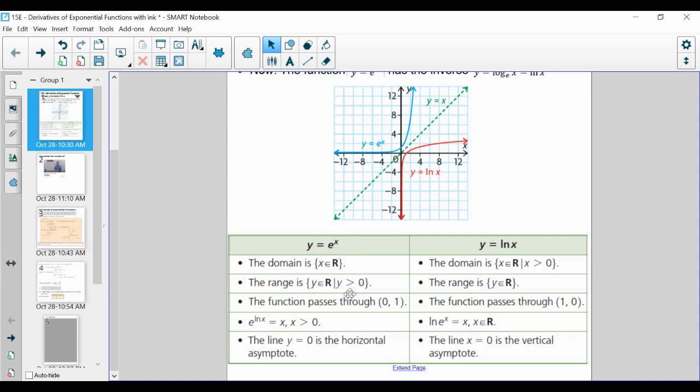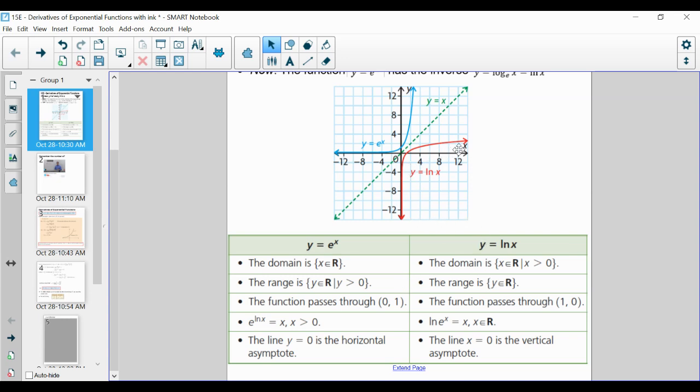But the range is y belongs to real such that y is greater than 0 because there's a horizontal asymptote. The reason is there's no value, no matter what you plug in for x, you're never going to get a y that is 0 or less than 0. There's no way to make y smaller than just before 0. And the function, like all exponential functions, passes through the point (0, 1). Also, we can see that e to the ln x equals x. That's our cancellation law. And as we discussed, we have a horizontal asymptote at y equals 0.